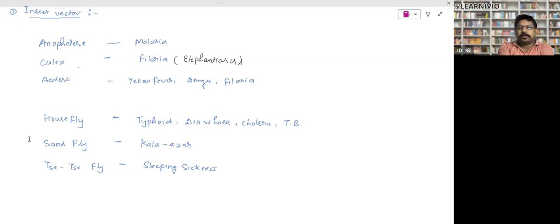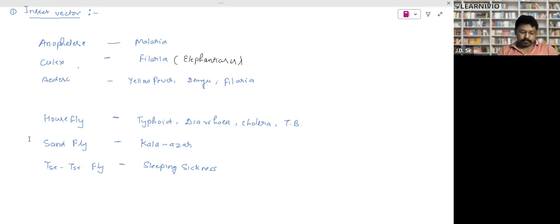Okay, sir. That is a yellow color. But this yellow color is a later symptom. It's a very dangerous kind of disease. Fine. So I have a question for you. Why are all these vectors female mosquitoes, not male mosquitoes? Anopheles, female. Culex, female. Aedes, female. All these vectors are female mosquitoes, not male.